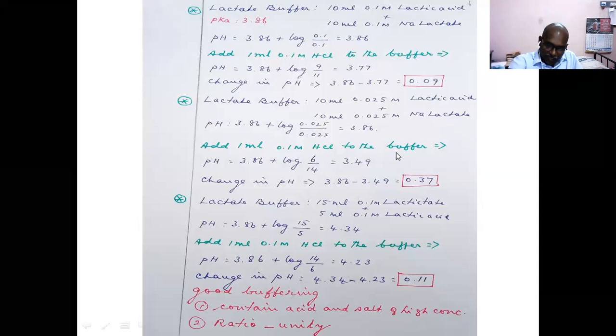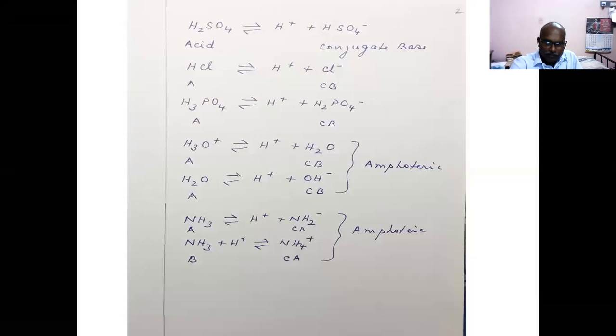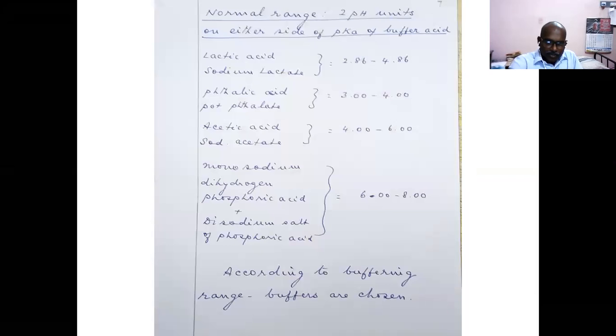Now, the last slide, I suppose. So look here. Normally, the range of a buffer will be 2 pH units, one on either side of the pKa value. See, for lactic acid and sodium lactate, the pKa value is 3.86. Therefore, one on the left and one on the right, so it can buffer from 2.86 to 4.86.